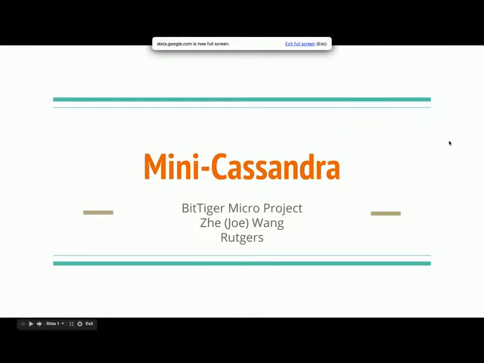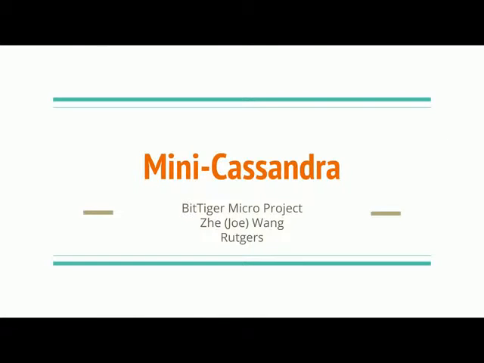Cassandra is an open source project which was initially developed by Facebook, and it is a NoSQL distributed database that uses the underlying concept of DHT, distributed hash table. Before we get into how to implement the mini version of Cassandra, let's talk about why we need that.